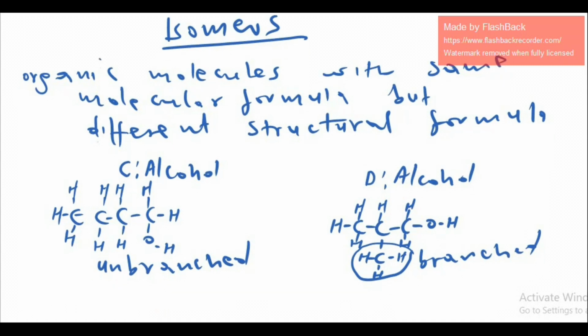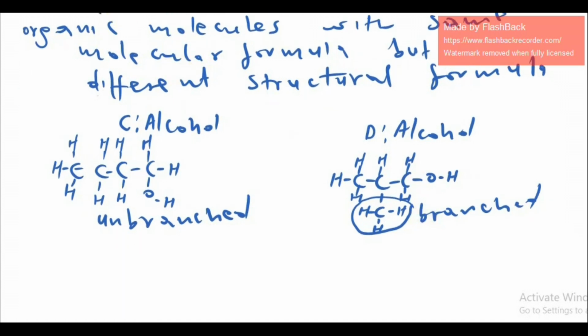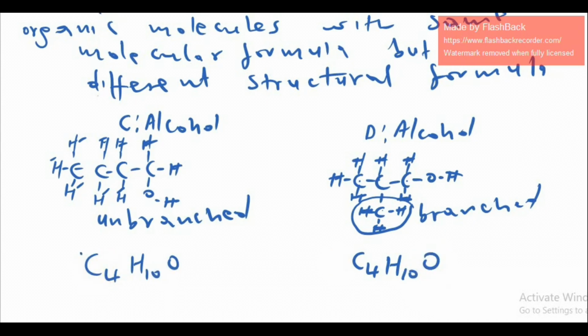Now, let's check the molecular formula. So this one has 4 carbon atoms. Let's count each hydrogen: 1, 2, 3, 4, 5, 6, 7, 8, 9, 10. So we have 10 hydrogen atoms in this one and 1 oxygen atom. Then coming to this one, we have 1, 2, 3, 4. There are 4 carbon atoms. Let's count each: 1, 2, 3, 4, 5, 6, 7, 8, 9, 10. There are 10 hydrogen atoms and 1 oxygen atom. This is the molecular formula.